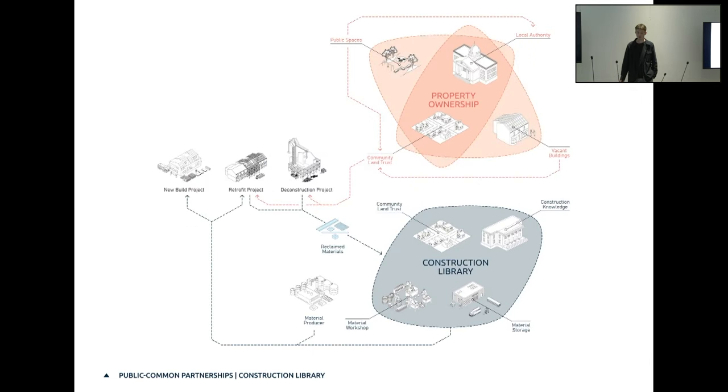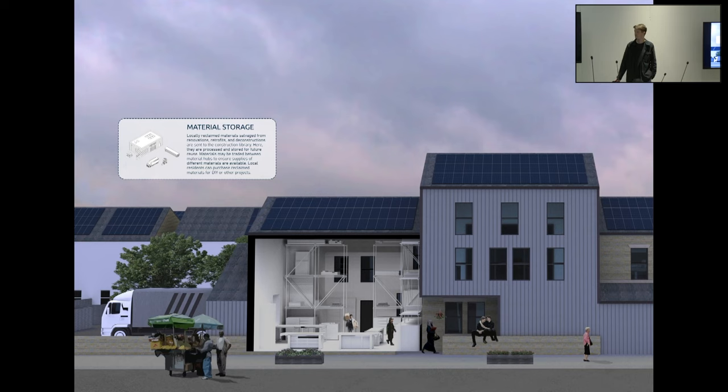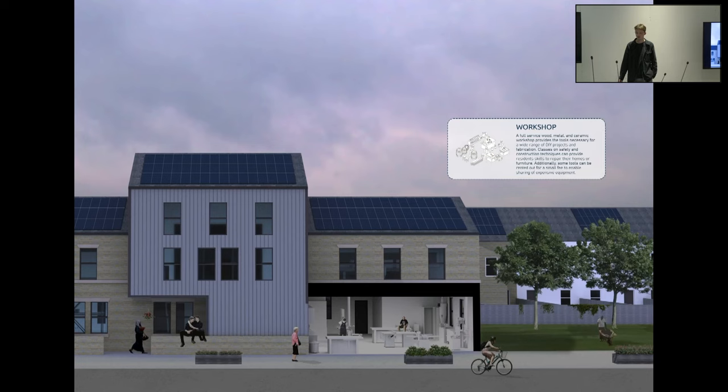Locally reclaimed materials, salvaged from deconstructions and retrofits, would be sent to a construction library. Here, they are processed and stored for future reuse. Materials would also be traded between material libraries in nearby areas, and local residents can purchase them for their own projects. In collaboration with the Granby Workshop, who helped produce products for the existing Granby renovations, a full-service wood, metal, and ceramic shop would provide the tools necessary to the community for a wide range of DIY and fabrication projects. The workshop would also function as a tool library to enable the sharing of more expensive equipment.